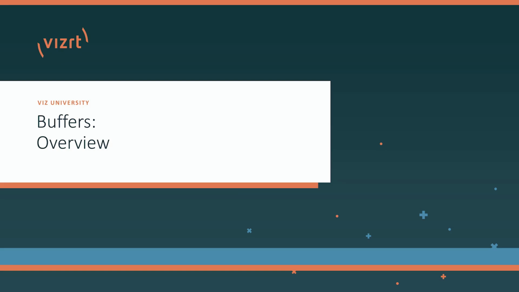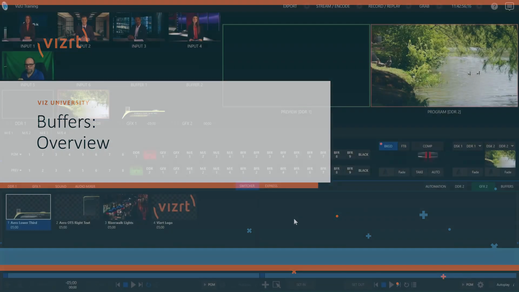Another place that we can load media into our TriCaster are in what are called buffers. Now, at first glance, buffers might seem very much like media players, but I want to show you where you'll find these in the interface and explain some of the differences between using a media player versus using a buffer.